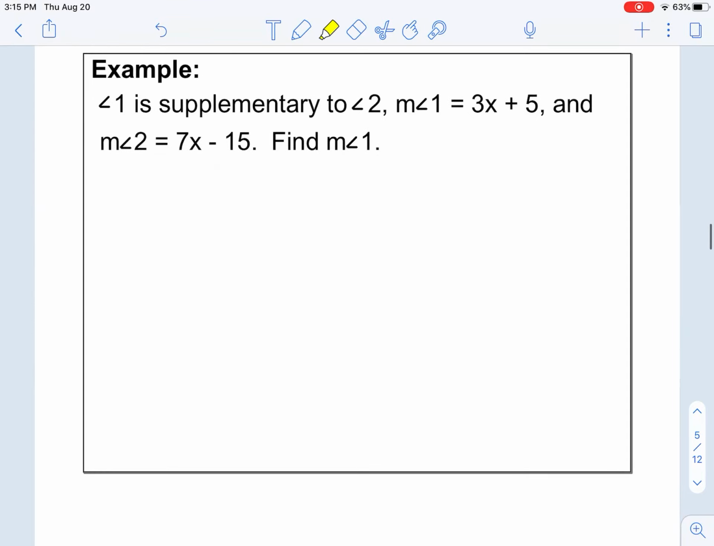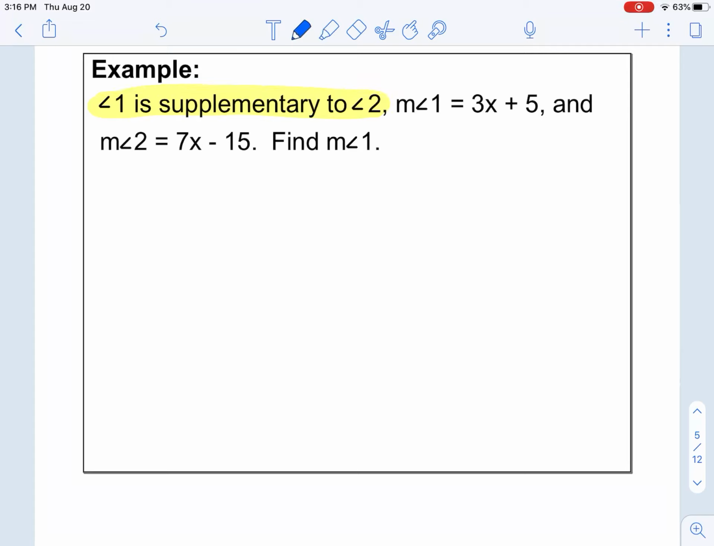Okay, so here is a type of problem that you could possibly see on a test or formative. It says angle 1 is supplementary to angle 2. If the measure of angle 1 is 3x plus 5 and the measure of angle 2 is 7x minus 15, find the measure of angle 1. So the first thing I do is I look to see what information I'm given. It tells me angle 1 is supplementary to angle 2.